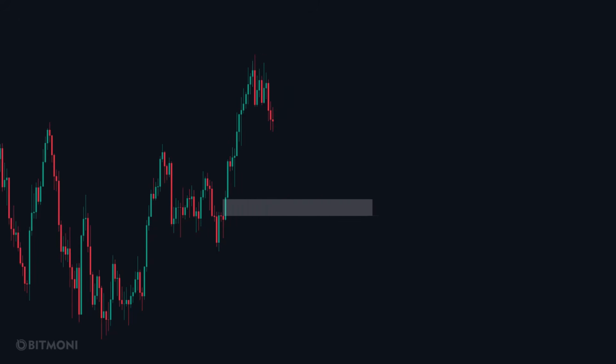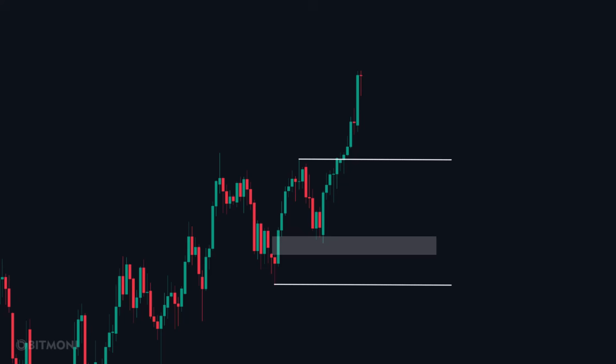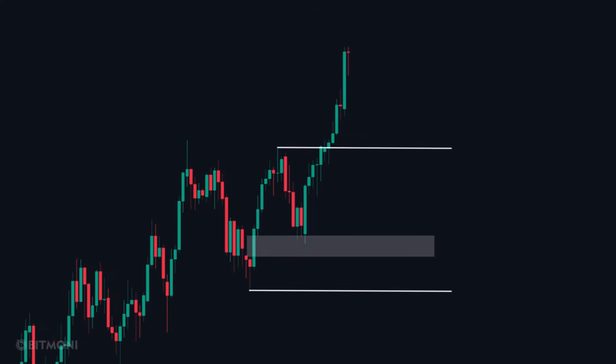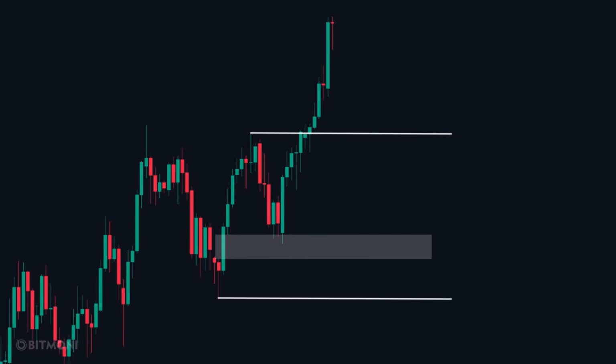The second type of liquidity is internal range liquidity, also known as fair value gaps. The internal range liquidity is what price uses as fuel to attack the external range liquidity, which are the swing highs and lows. Understanding how price reacts to both forms of liquidity is crucial, because together they provide clear clues about the market's next direction.